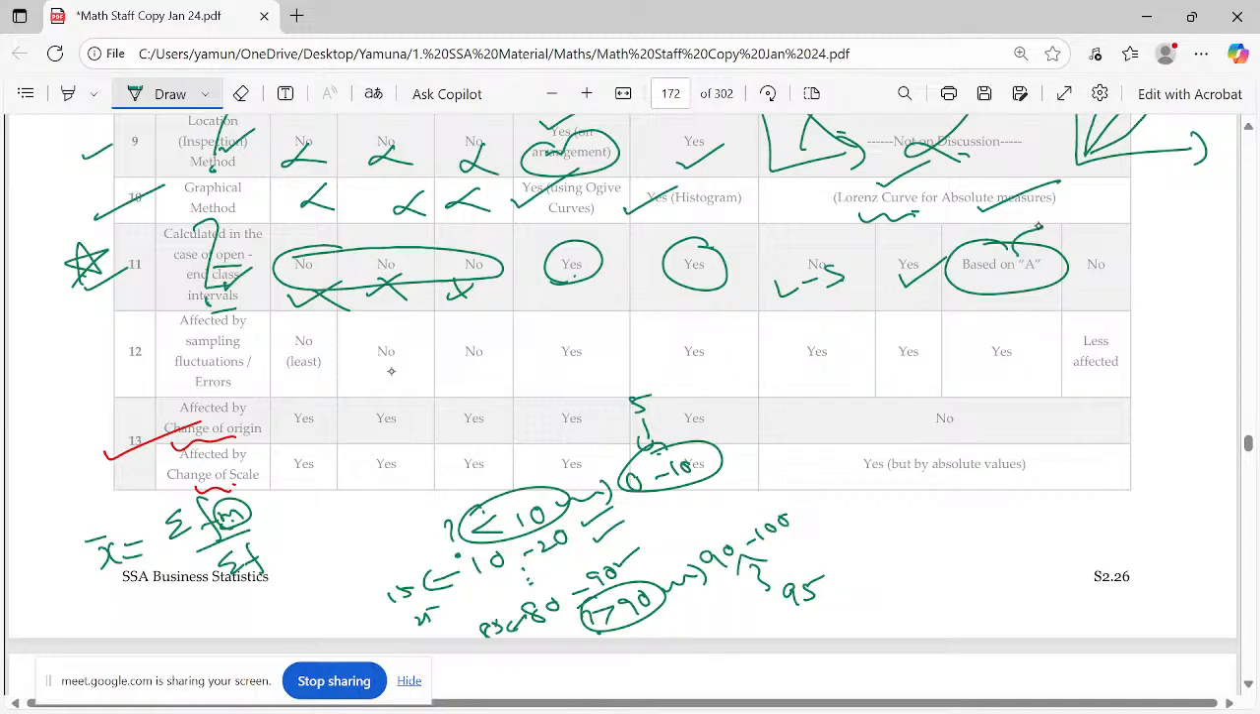So what's the formula for mean deviation? Summation modulus of x minus a divided by n. This a can be x bar, median, or mode. Standard deviation definitely you cannot find. Okay, so what do you understand from this 11th point? Only if all the data are given, you can go for finding the average, that is the arithmetic mean, and standard deviation.